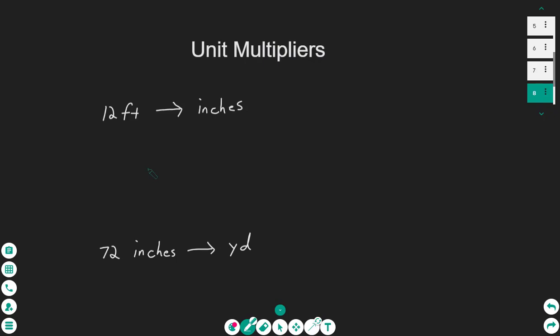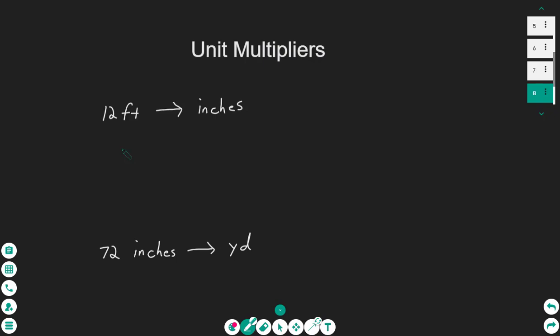Sometimes in mathematics, we like to change the units from one unit to another. So here we have 12 feet, and I want to convert that to inches. So I'm going from 12 feet to inches. Now, this problem is extremely easy. You could probably do it in your head, but there is a process to it that we're going to use in algebra, and I want you to learn that process.